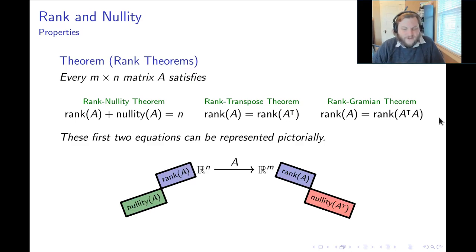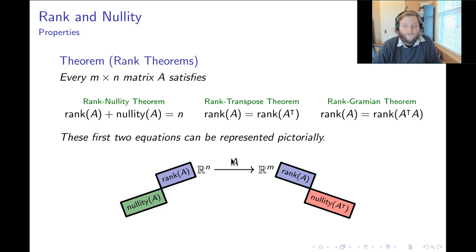So I like to represent the first two of these theorems with a picture. So remember, the rank plus the nullity equals the number of columns. Well, we can think of an m by n matrix as a process that accepts n inputs and has m outputs. I like to remind myself of the rank-nullity theorem by drawing boxes over here on the left where rank and nullity are in the two boxes next to Rn, because the rank plus the nullity is equal to n.